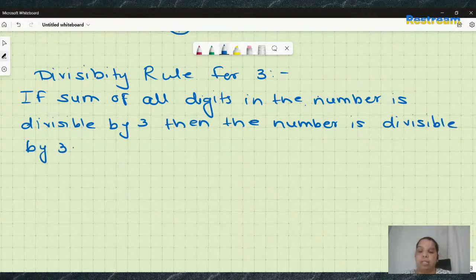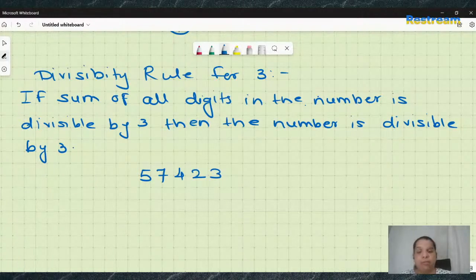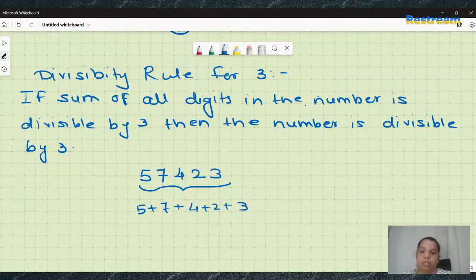For example, let's say I have 57423. It's a big number, and it's very difficult to decide whether it will be divisible by 3 or not. So what we are going to do is add the digits: 5 plus 7 plus 4 plus 2 plus 3. 5 plus 7 is 12, plus 4 is 16, plus 2 is 18, plus 3 is 21. Is 21 divisible by 7? Sorry, divisible by 3? Yes. So this number is divisible by 3.